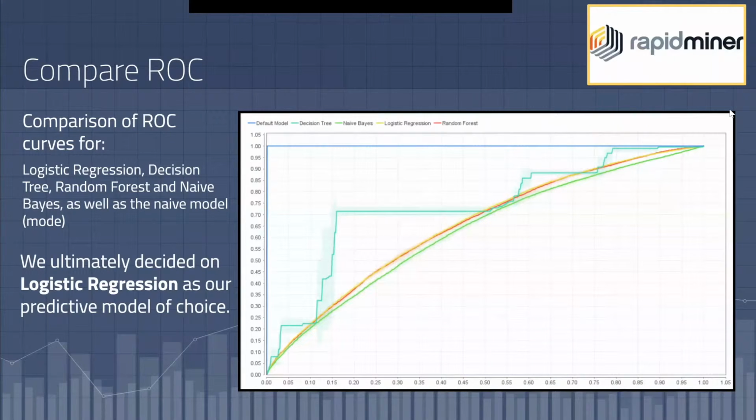To determine which model would best fit the company's needs, we compared ROC curves for several models: logistic regression, decision tree, random forest, and naive Bayes, along with the naive model of simply choosing the mode. We chose to use the logistic regression model because this model had the ideal trade-off between specificity and sensitivity while still maintaining the largest area under the curve, as you can see with the yellow line. The decision tree model does have an even larger area under the curve, but we didn't like the trade-offs between specificity and sensitivity that model had.